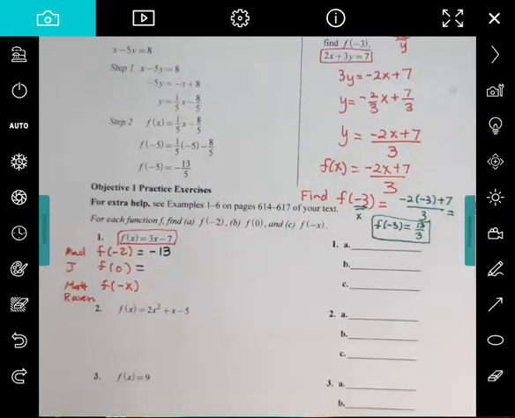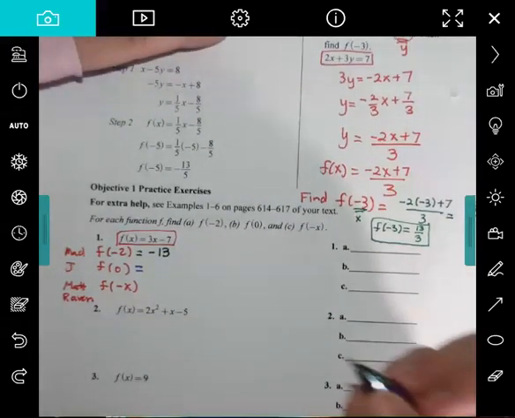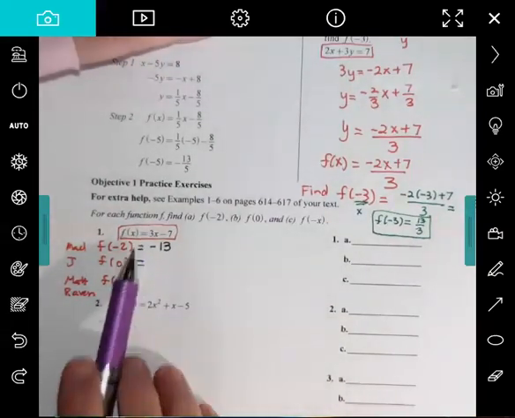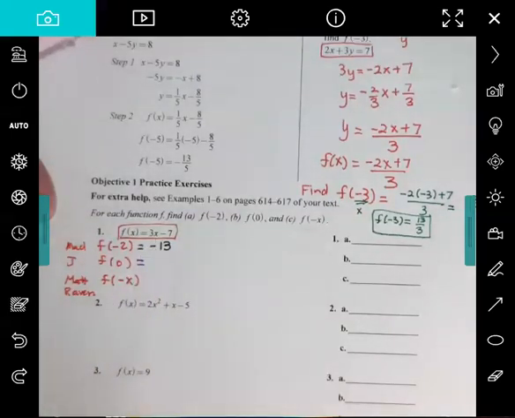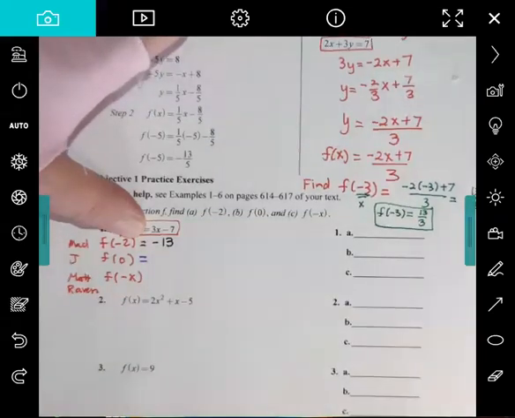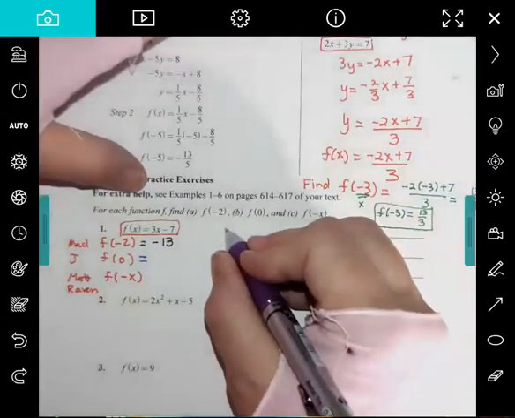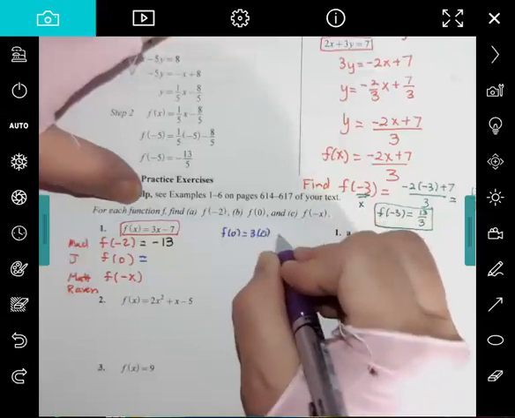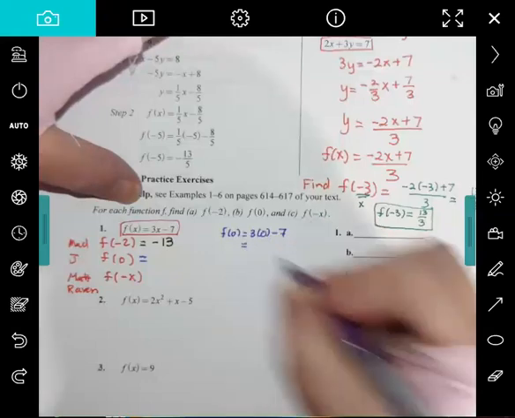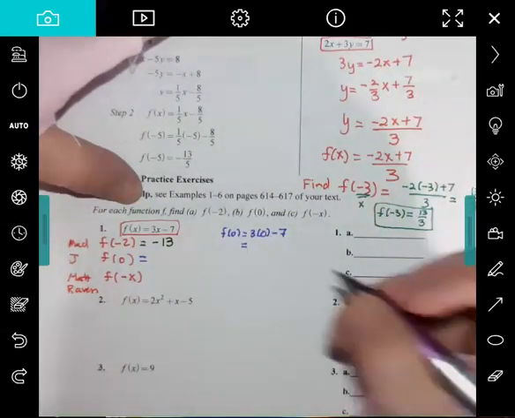What about 0, Jonah? What did you get when you put 0 into that function? Just a second. Put a 0 for the x. So we're taking f of 0, which will be 3 times 0 minus 7. What do you get, Jonah?